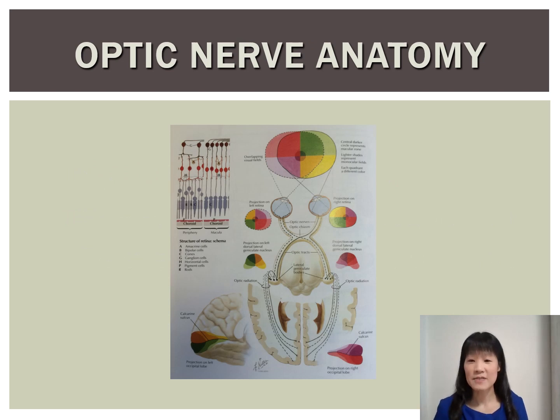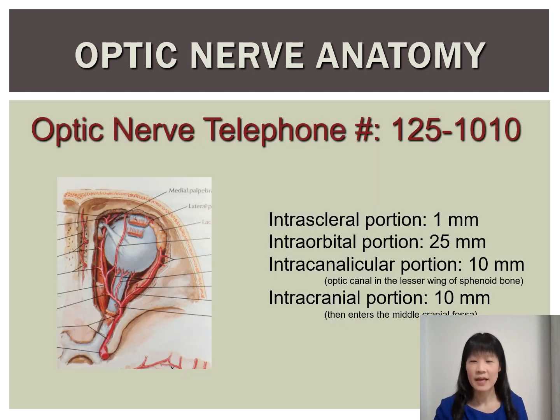So all our optic nerves, of course, are like a cable that connects the back of the eyeball to the brain and the back of the head. And it's interesting that, like our friends, the optic nerve actually has a telephone number. Now, it's important to know the telephone number of the optic nerve because it actually means something. So the 7-digit telephone number is 125-1010.